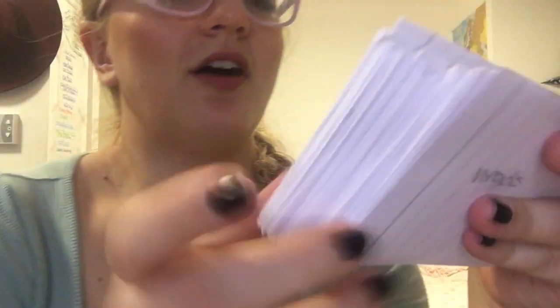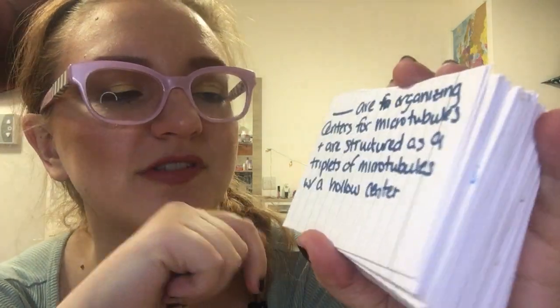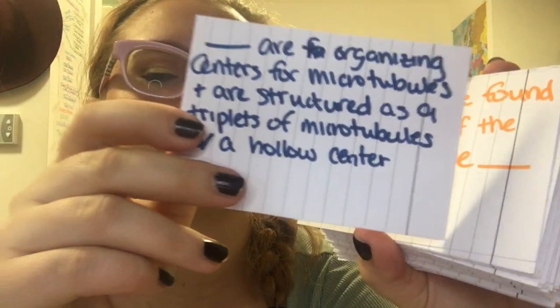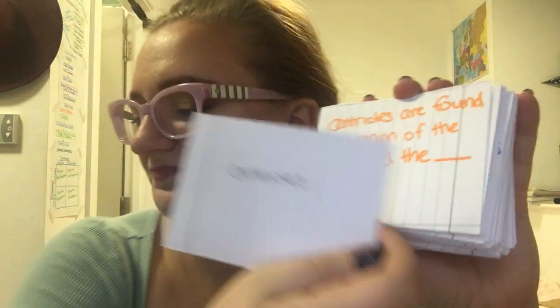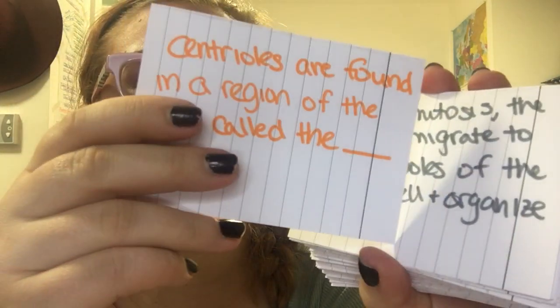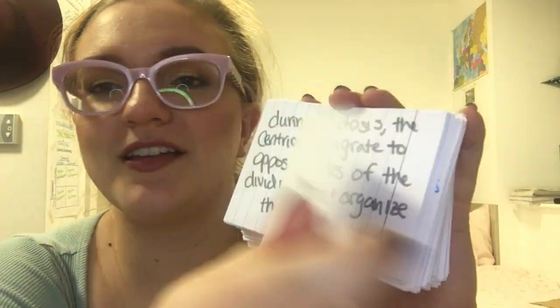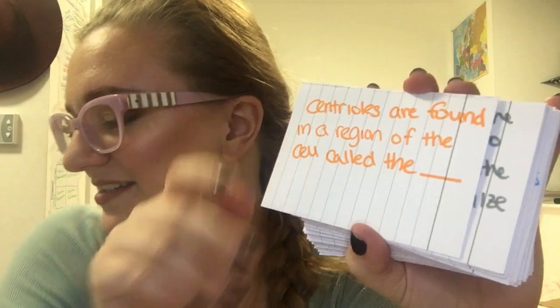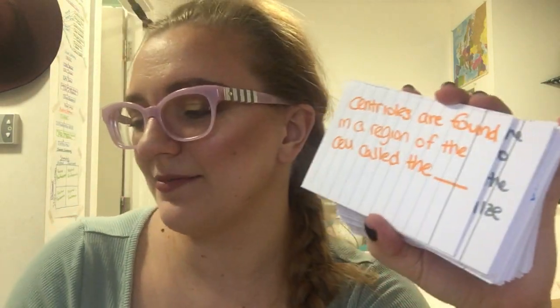All right, next card. Blank are organizing centers for microtubules and are structured as 9 triplets of microtubules with a hollow center. Those are the centrioles. Centrioles are found in a region of the cell called the centrosome. This is another one that can get a little tricky because there's a lot of words that sound kind of similar. The centrioles, and then they're found in the centrosome.